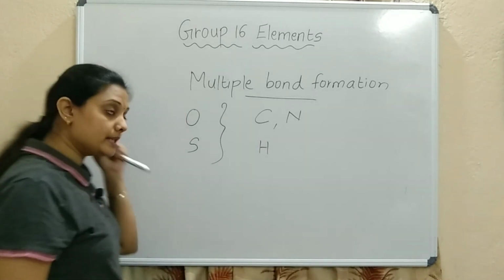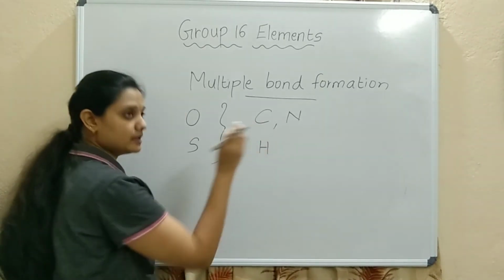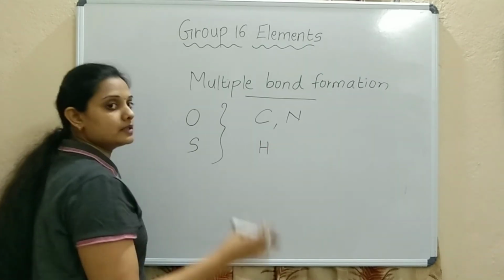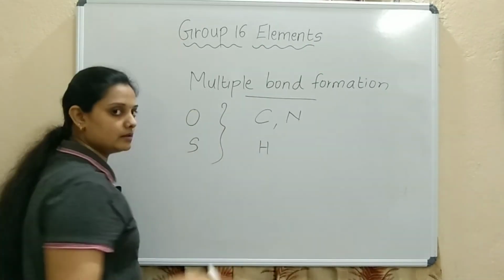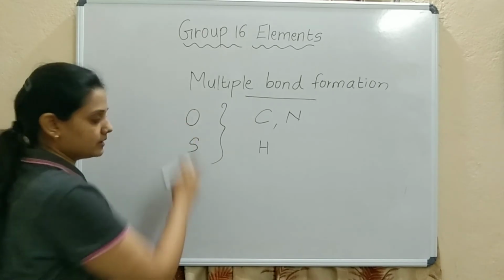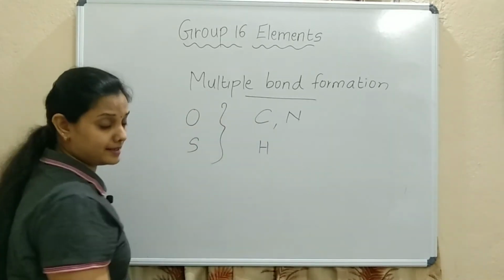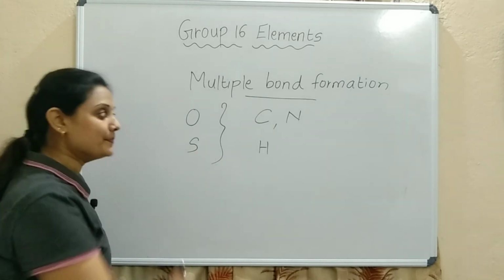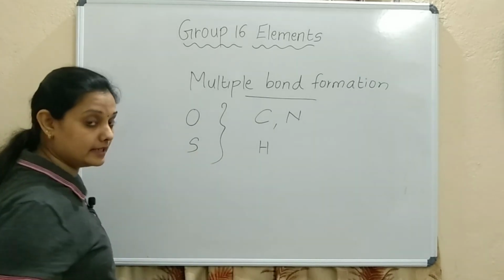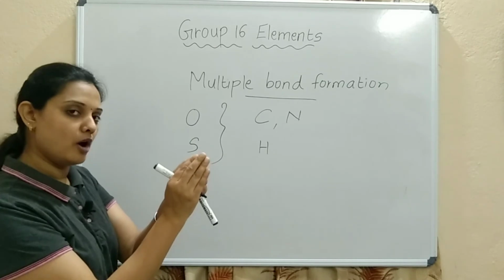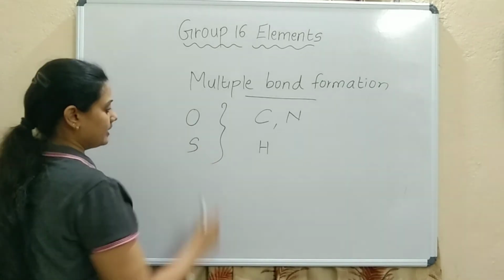So let's check how it is forming, because carbon is small in size, nitrogen small in size, hydrogen small in size, sulfur and oxygen small in size, correct. So small size atoms can form the bonds very easily. Big and big, small and small. So let's check how they are forming.